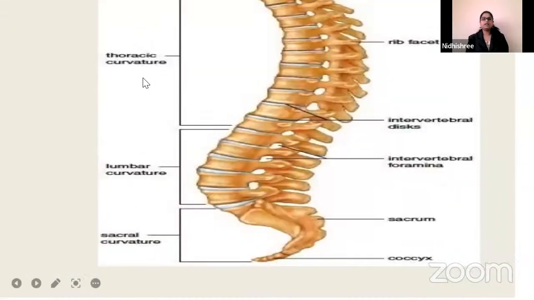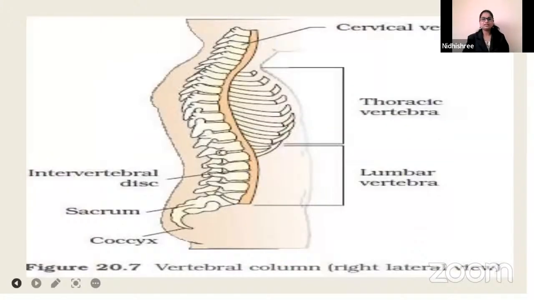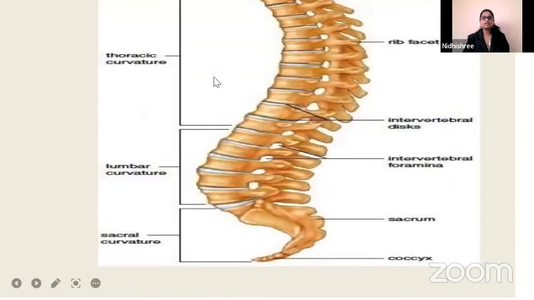Thoracic curvature. When we consider the vertebral column, again we have divided that vertebral column, guys. Here it is clear in this thoracic curvature. The first region is cervical, from the neck. After this region, the thoracic curvature will come. Then after that lumbar, then sacral. The number of vertebrae will differ from one region to another region.